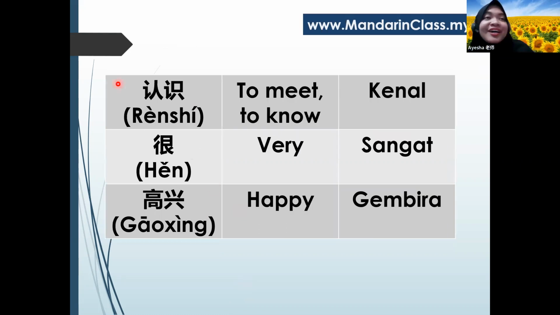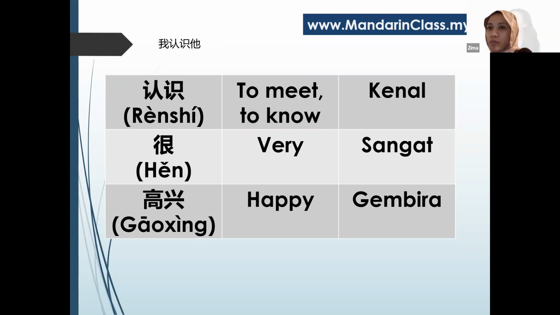New word, the word 认识. Let's repeat after me. 认识. Very good. 认识 means to meet or to know, or the Malay word kenal. If I say 我认识他, what am I saying? I know him. Good.